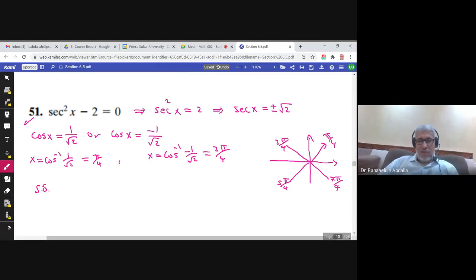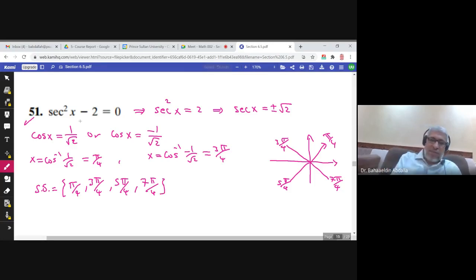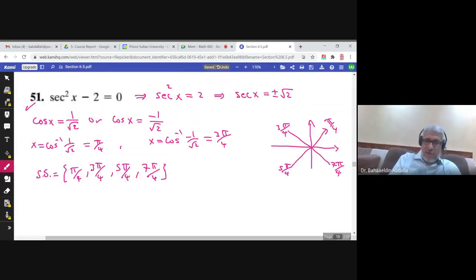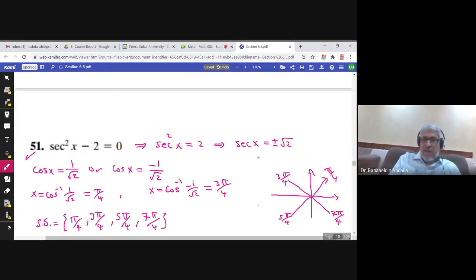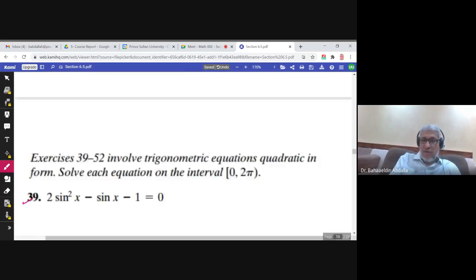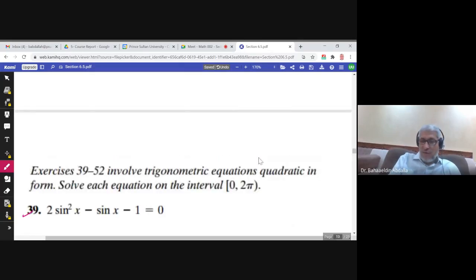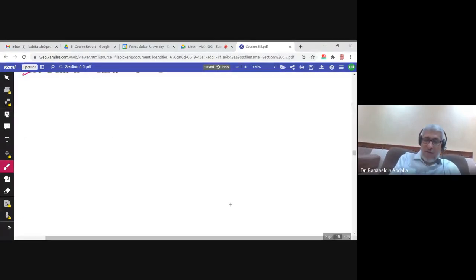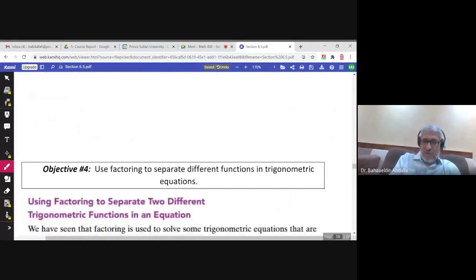So the solution set of this equation would consist of all four solutions. And you can replace any one of them by x here and check that these four answers are correct and they are the answers in the first revolution. All of these questions are in the first revolution. If not in the first revolution, we have to add plus 2 pi n as we did in objective 1.